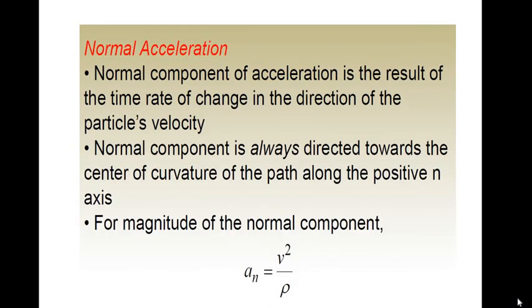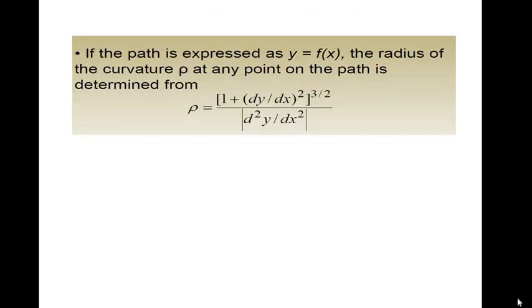Normal acceleration: the normal component of acceleration is the result of the time rate of change in the direction of the particle's velocity. The normal component is always directed towards the center of curvature of the path along the positive n axis. For the magnitude of the normal component, an is equal to v square upon rho. If the path is expressed as y is equal to f of x, the radius of curvature rho at any point on the path is determined from rho is equal to [1 plus (dy by dx) square] raised to 3 by 2, divided by d2y by dx square.